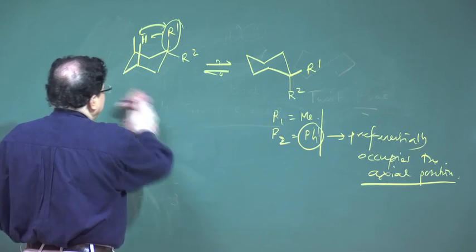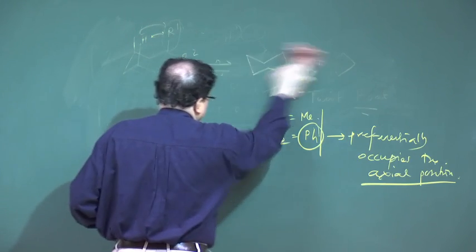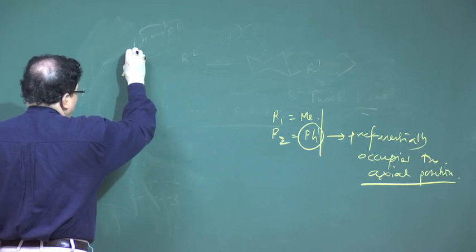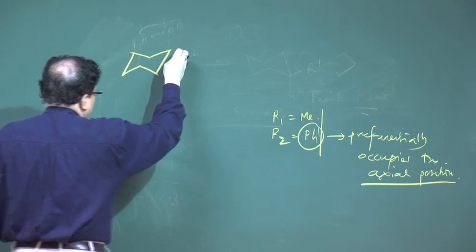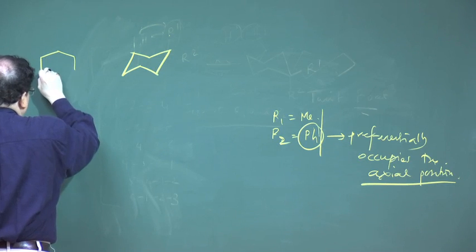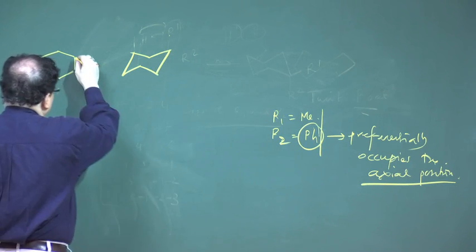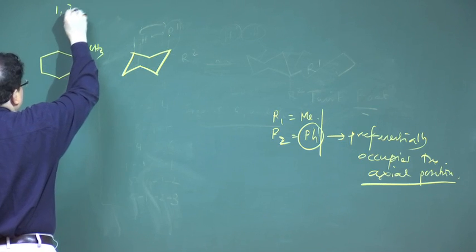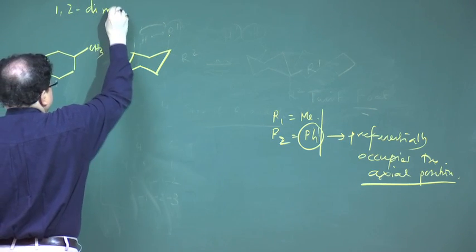The next is the substitution where there are 2 substituents, 1,2, and I will quickly go through what we have done. See the way to do it: first you draw a planar formula where there is a methyl here. Suppose we take 1,2-dimethylcyclohexane.